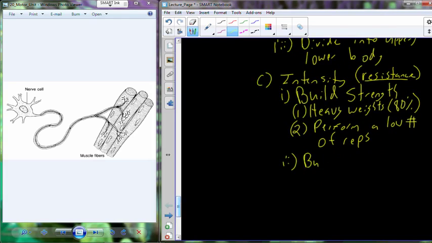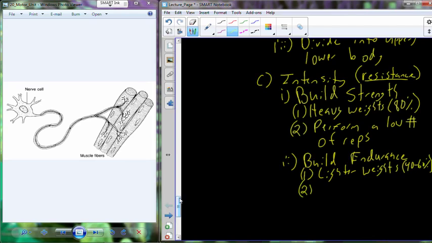You could also focus on building just endurance. So just work on improving endurance. Here you're going to apply lighter weight, so lighter or lower resistance, typically between 40 and 60% of the 1 rep max. And you'll couple that lower resistance to a higher number of reps.